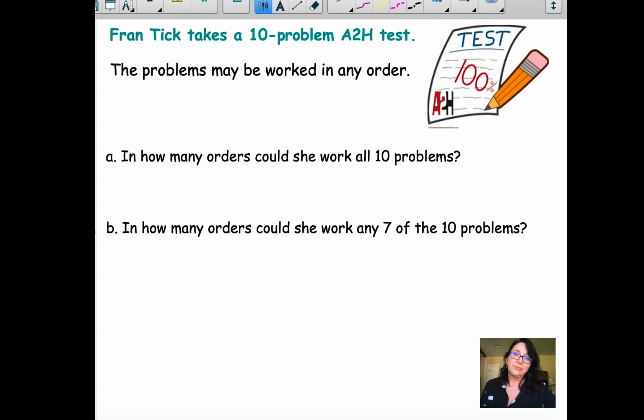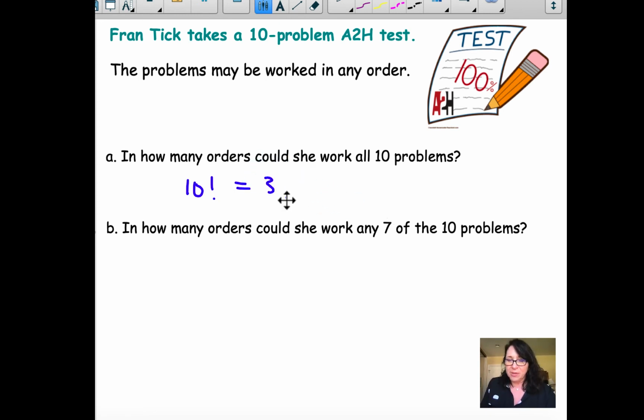Done. So here we have one of my good students, Frantic, who takes a 10-problem Algebra 2 test. This test is an honors test, so they have to work very hard. These problems can be worked in any order, but they're wondering how many orders Frantic could work all 10 problems. So that is just going to give you 10 factorial, okay?